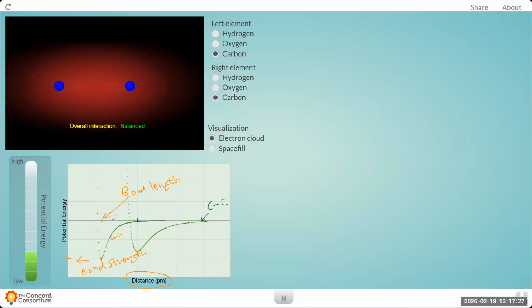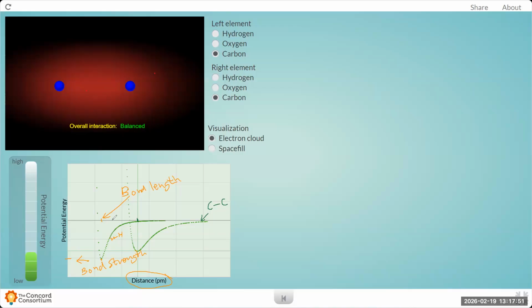Which bond is stronger, HH or CC? Everybody, HH is stronger. Why? It has a lower minimum. Once the bond is formed, the potential energy is lower for the HH bond compared to the CC bond. Therefore, the HH bond is a stronger bond compared to the CC bond.